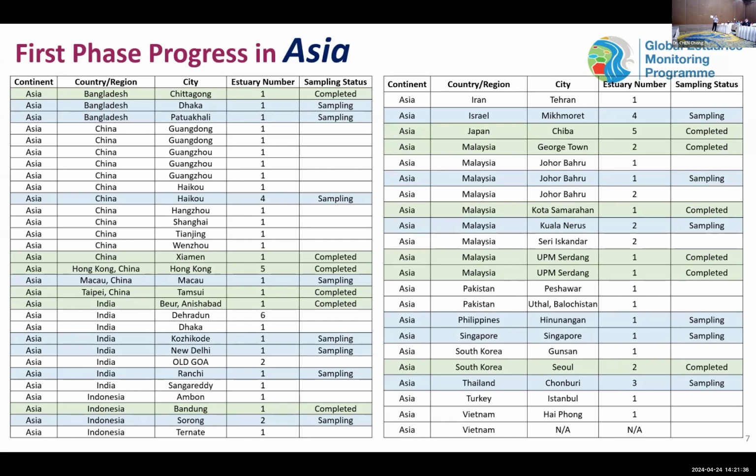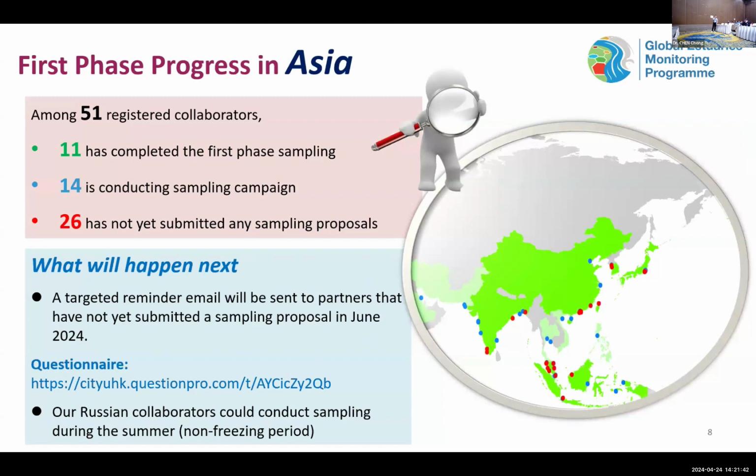But almost half of them have not submitted the proposal. We can say from the Asian map, 11 of them have completed the first phase sampling, 40 are conducting the sampling campaign, and 26 have not submitted the proposal. And similarly, we will send a targeted reminder email in June to our collaborators.